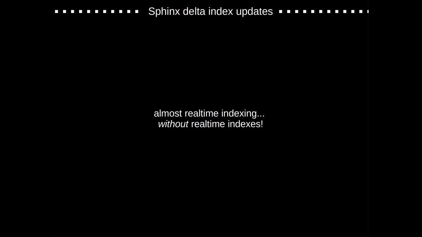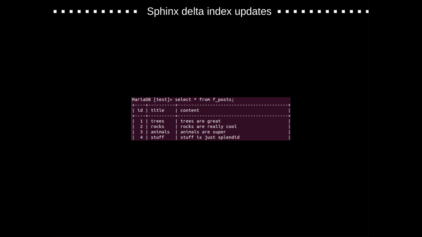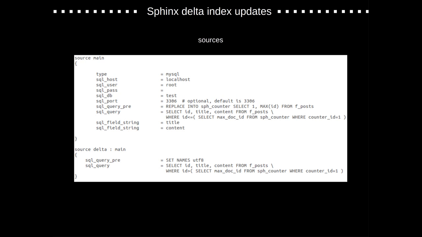Let's look at this example from Sphinx's documentation. Imagine we're running a forum. All the posts sit in a MariaDB table called fposts, and it looks like this. Now, let's take a look at how we configure Sphinx to do some Delta indexing on this dataset.